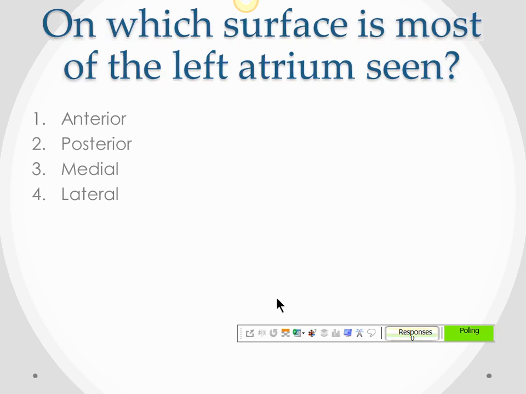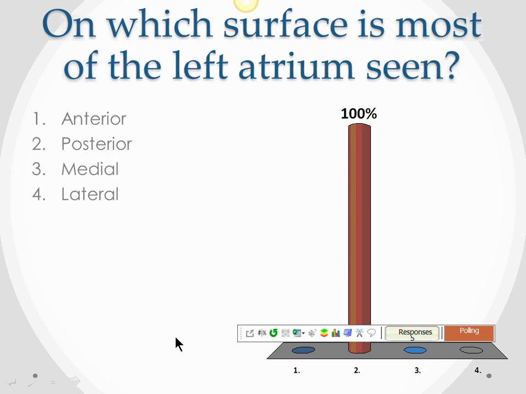So let's answer this question as a review. On which surface is most of the left atrium seen? And I just actually told you. Posterior, yes, very good.